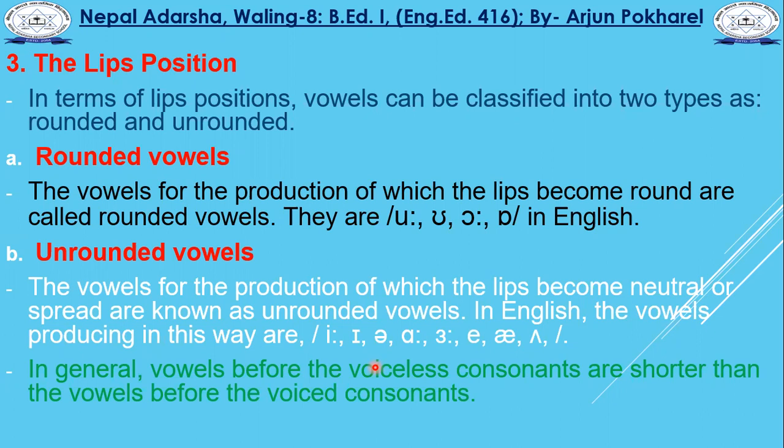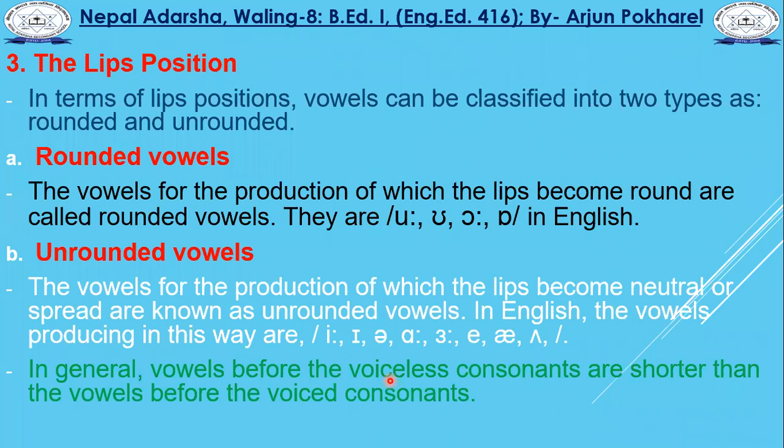For example, bat and bad. The sound is the same, the vowel is the same. But the vowel of bat is shorter than the vowel that comes before the voiced consonant d. When you say bad, the vowel is drawn out, but in bat it is short.